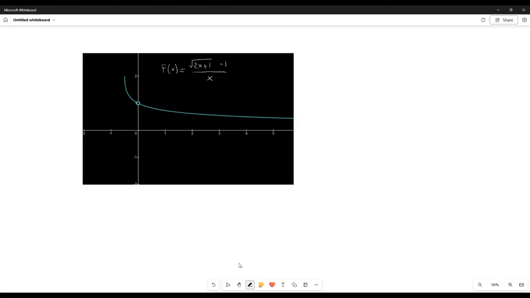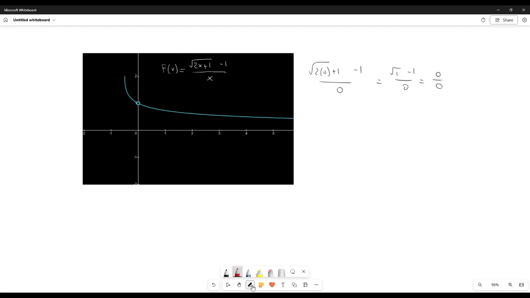Let's take a look at another example. Here we have the function square root of 2x plus 1 minus 1 over x. The function has a hole at 0, 1 because it is undefined at 0. How do we know that? If we plug in 0 into the function, we get an undefined 0 over 0.